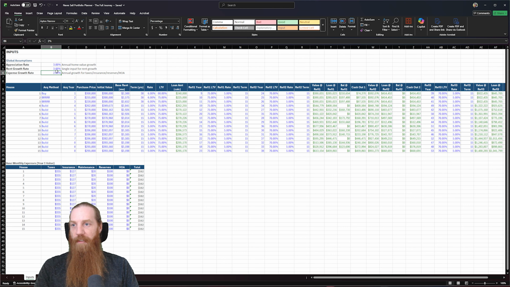So I use an expense growth rate of 2% as an average. It might be a little higher than that, but I find that gives me a pretty good estimate of where that's going to be. This is going to affect all of our expenses, such as taxes, insurance, reserves, HOA, maintenance.